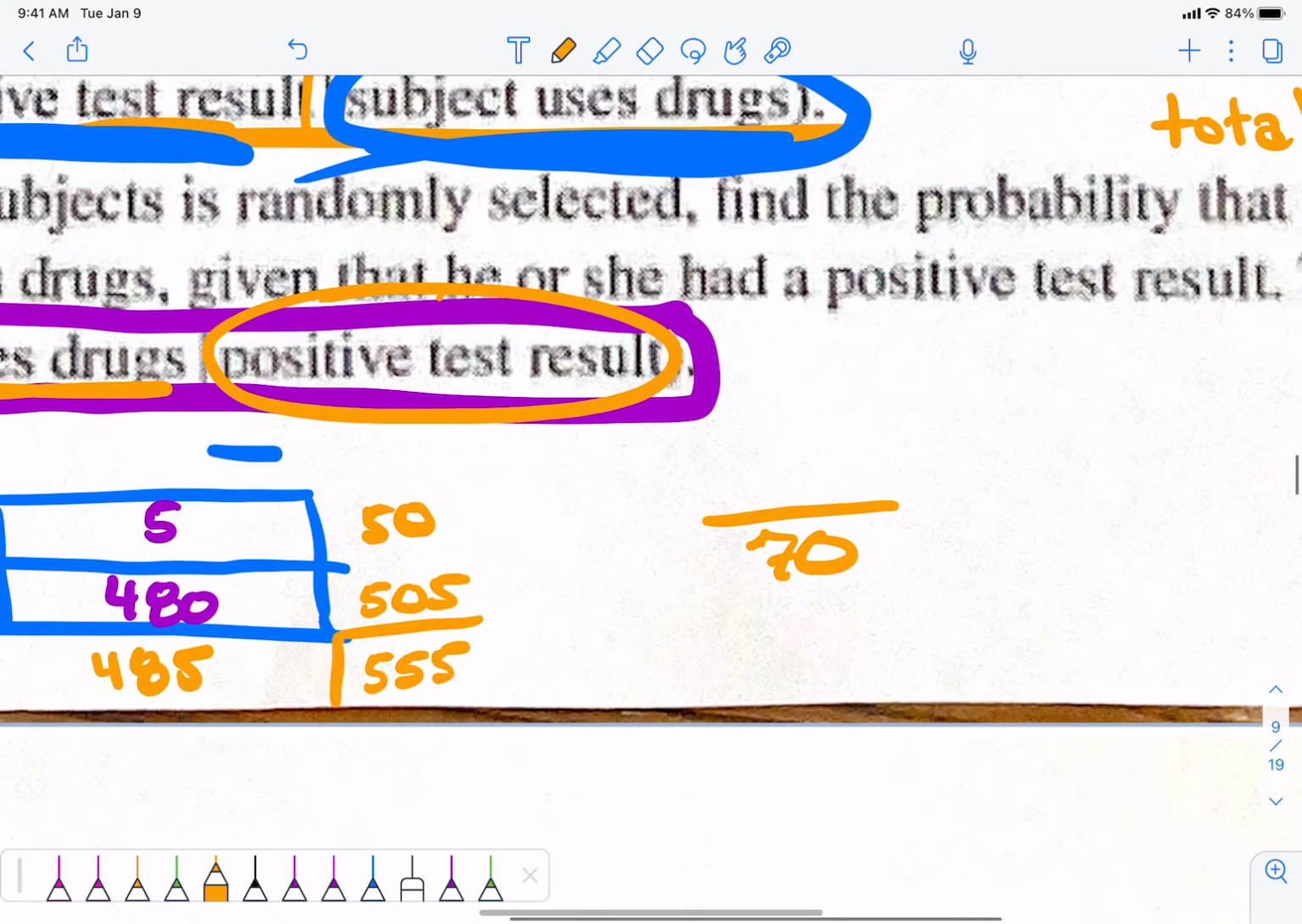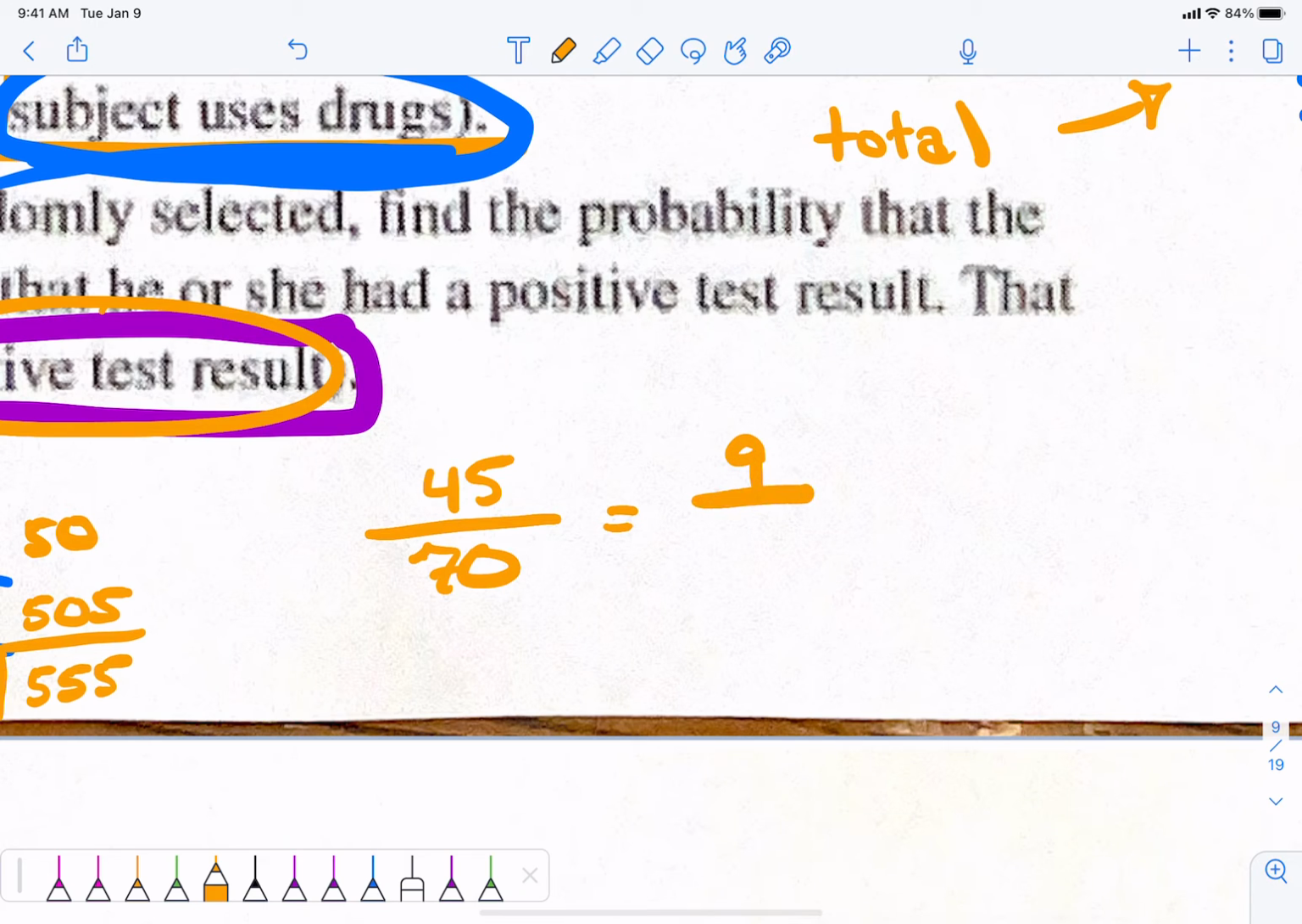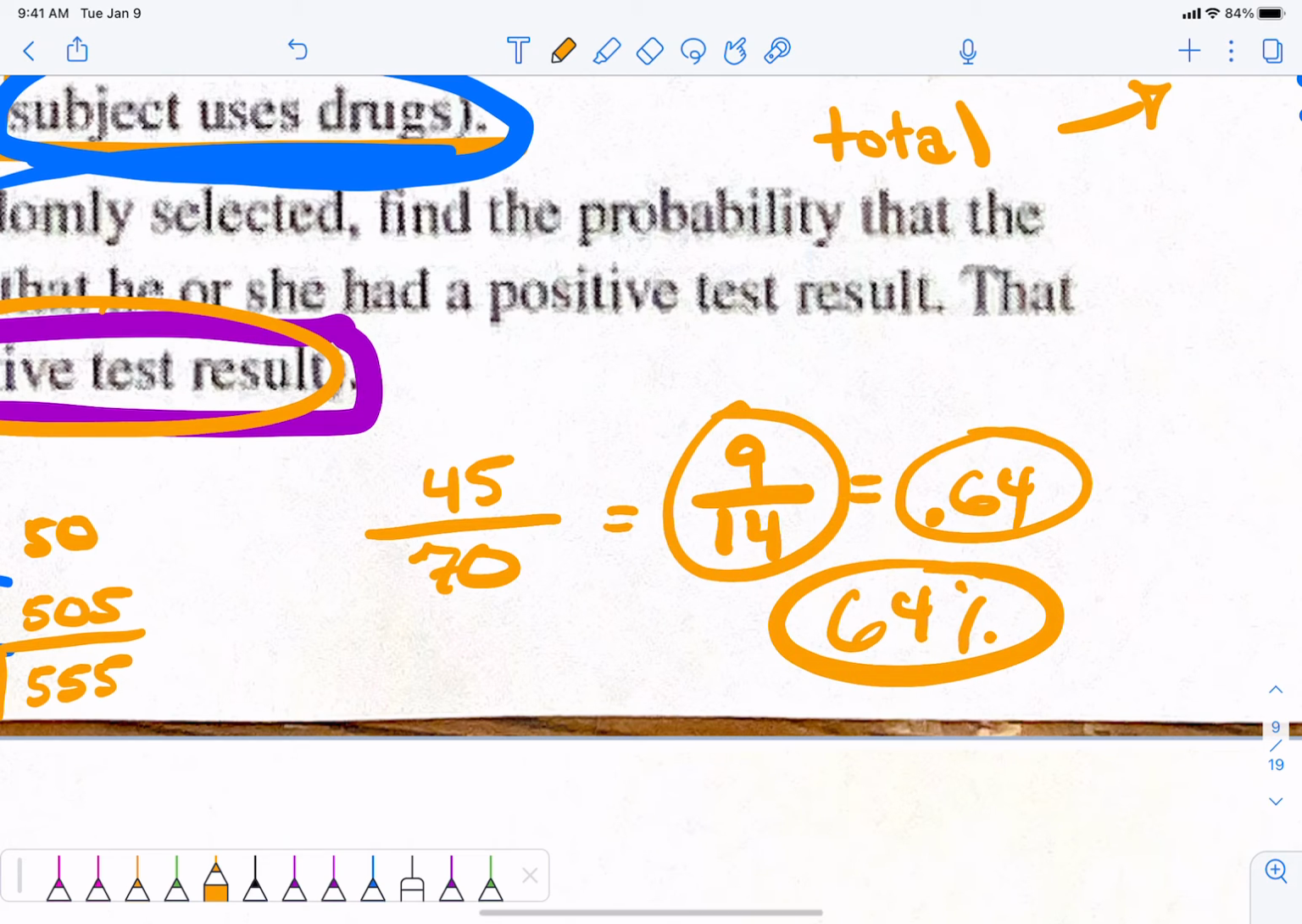45 is the users. So 45 out of 70, and if you reduce them by 5s, that would be 9 out of 14. 9/14 or 64%. 0.64. 0.64 or 64%. One of those answers is correct. All of them are correct, but on your homework it's going to say only one of them is correct, depending on what they want. Okay?